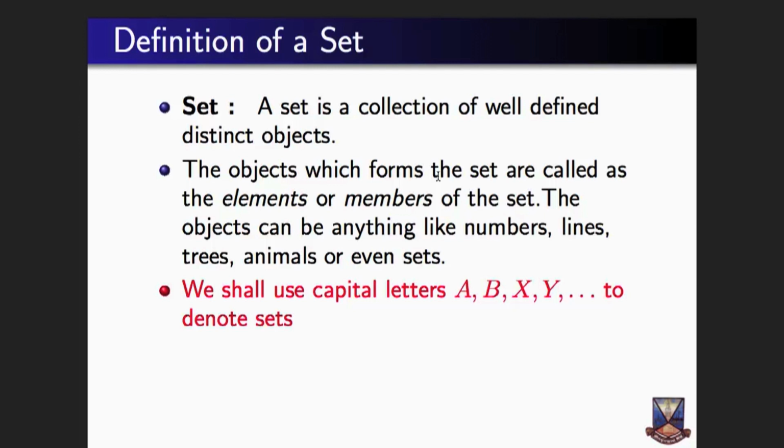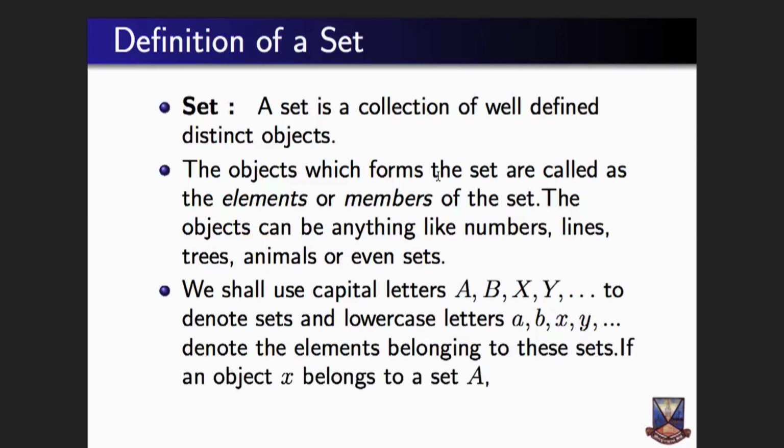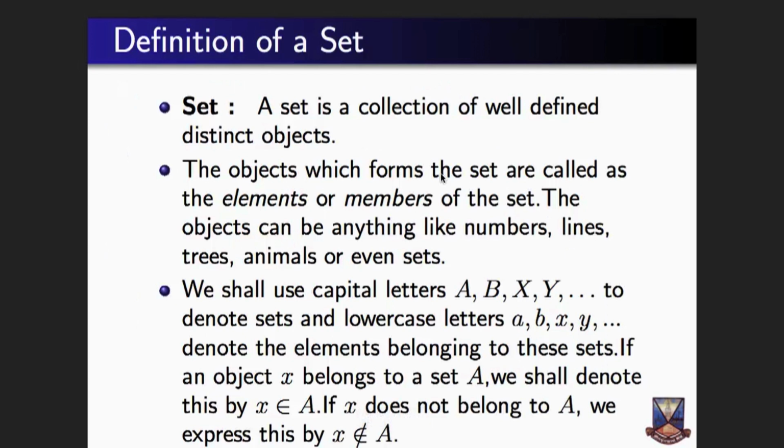We shall use the capital letters A, B, X, Y and so on to denote the sets, and the lowercase letters small a, small b, x, y, etc. to denote the elements which belong to these sets. If an object x belongs to a set A, then we shall denote this by x with the Greek symbol epsilon, representing that the element x belongs to the set A. And if x does not belong to A, we express this by the symbol epsilon with a strike on it, denoting that x does not belong to A.